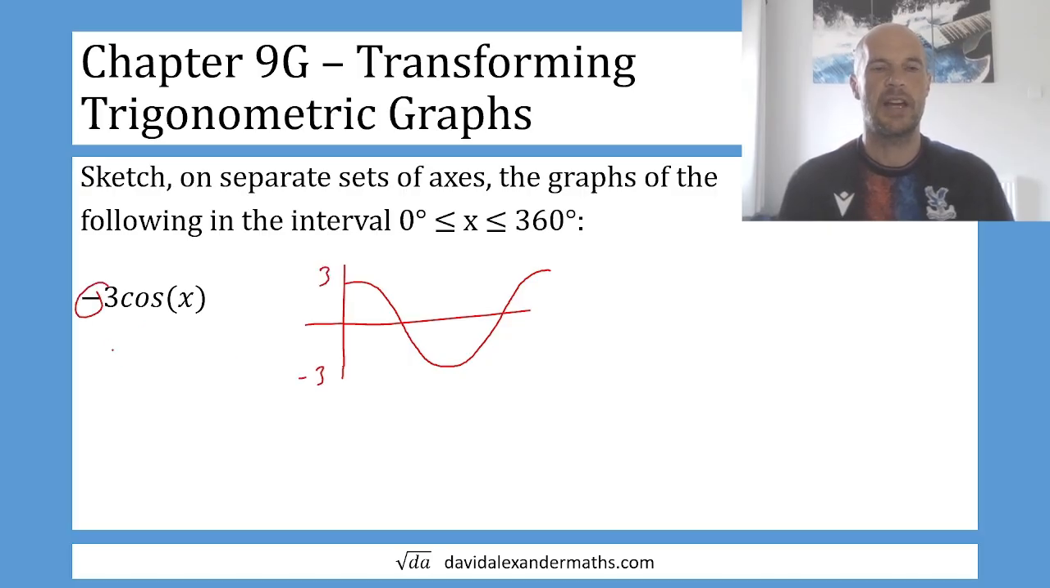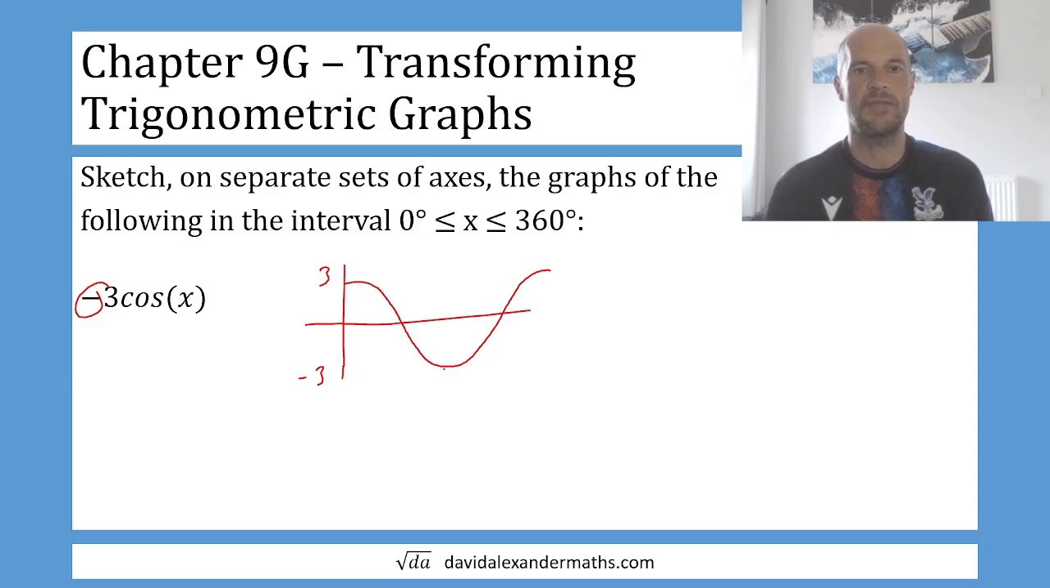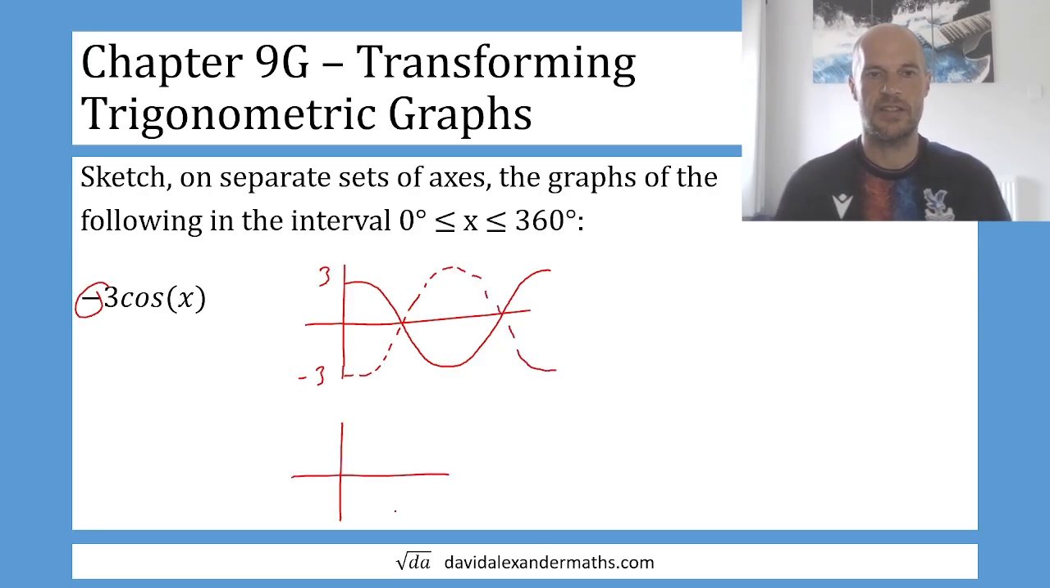And again, we're just applying this transformation. Well, the transformation's outside the bracket, so it's going to affect the y values. So positive y values will become negative, negative y values will become positive. So that is therefore, again, a bit like the previous one, just a reflection in the x-axis. So starting at the bottom, going up to the top, and back down again.